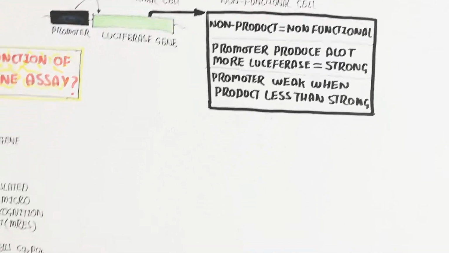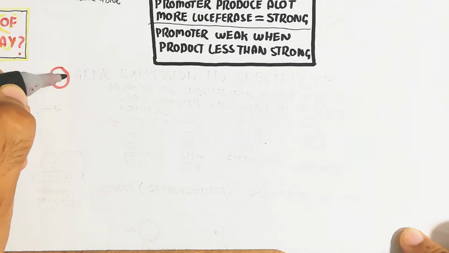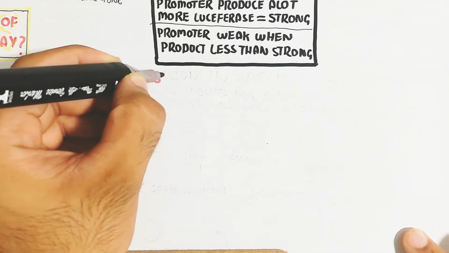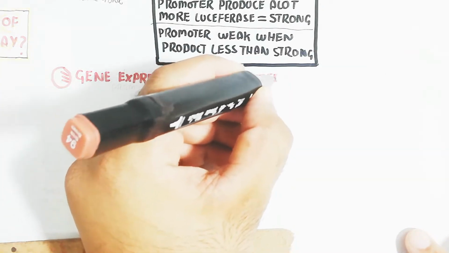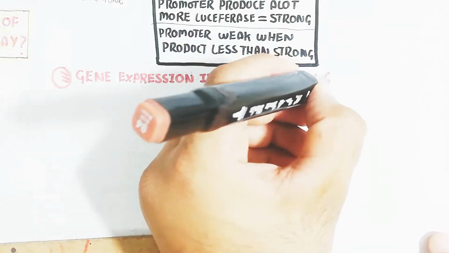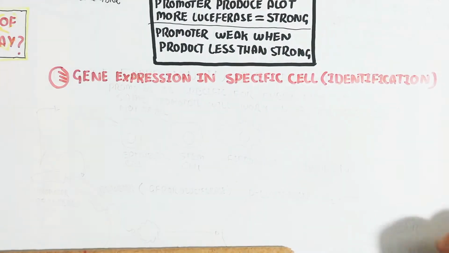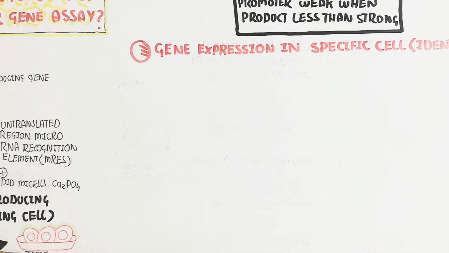So that is why this luciferase reporter gene assay is genetically more beneficial. Anyhow, let's begin to understand gene expression in a specific cell. So the specific cell requires the specific promoter. So in this way identification we will learn from this. So after this, the promoter requires the specific cell for the promotion of the gene function.